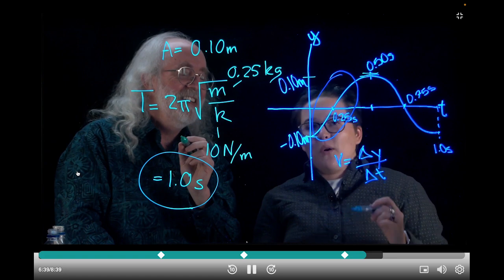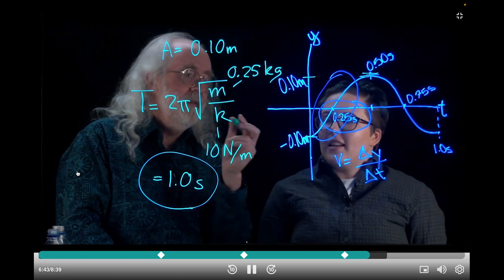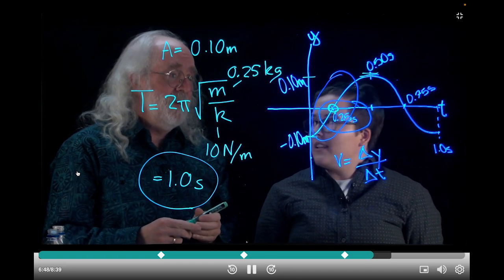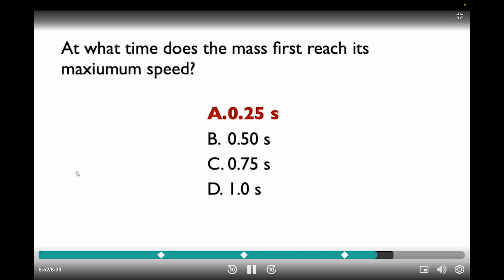It does. And so I'm going to say that at this point right here, 0.25 seconds, is when we hit our max speed. Right there, right when it's going through its equilibrium position the first time, that's when it reaches its maximum speed. But now we need to know what the max speed is.